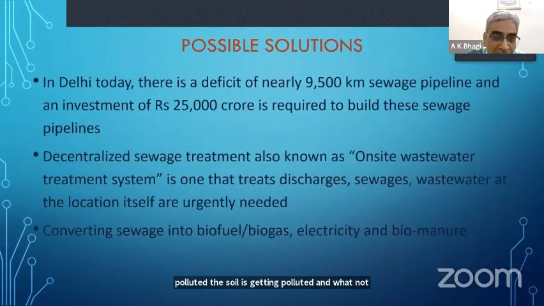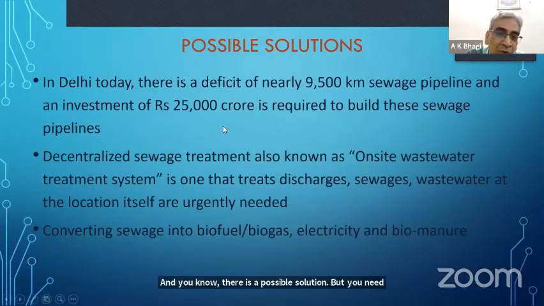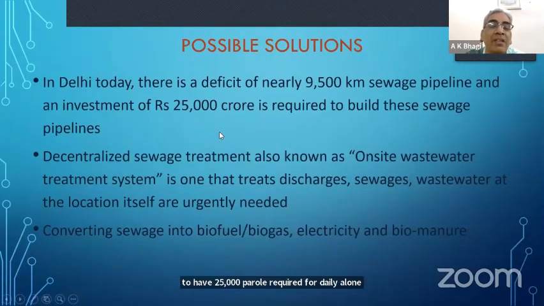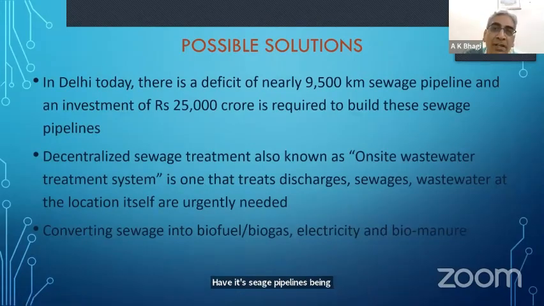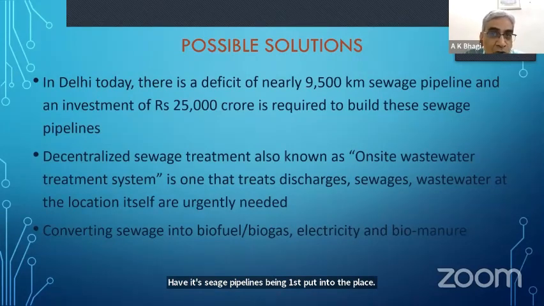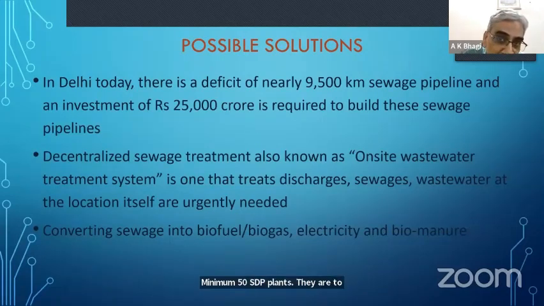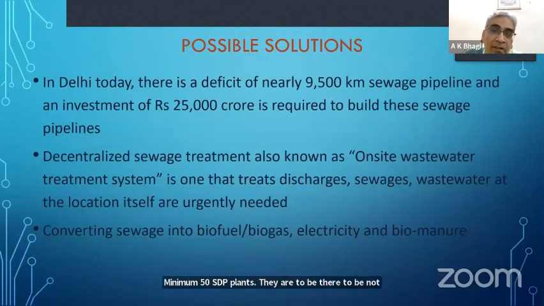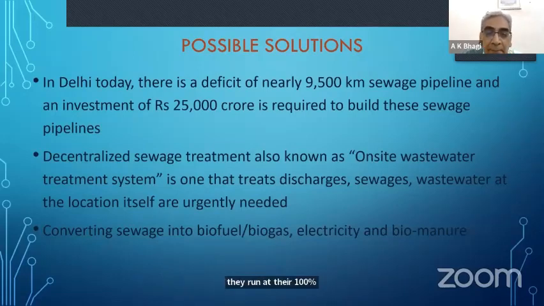And you know, there is a possible solution. But you need to have 25,000 crore required for Delhi alone to have its sewage pipelines first put into place. And thereafter, you need to install minimum 50 STP plants. They are to be not only installed, but care is to be taken that they run at 100%, if not 100%, at least 80% efficiency.